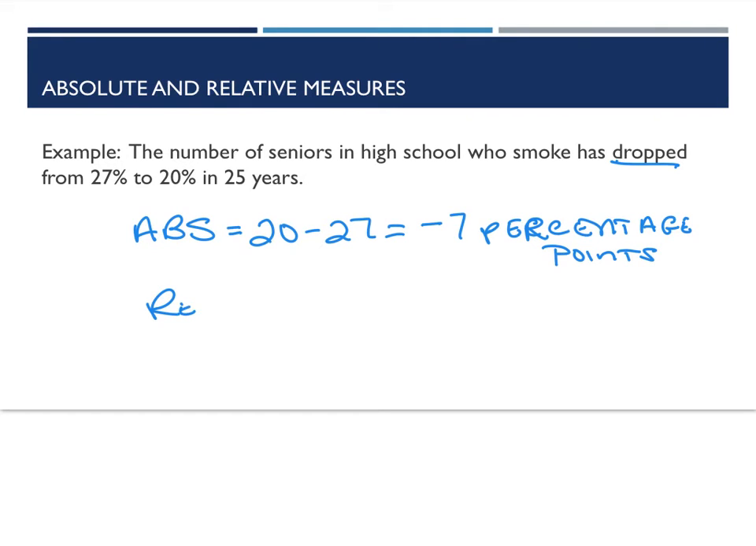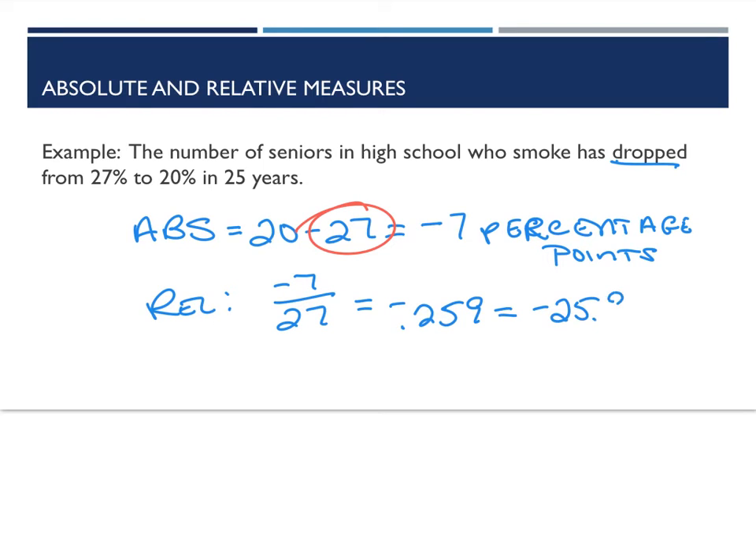To find the relative change, I have my -7. The subtraction implies that 27 is my reference value. And again, that's not going to work out pretty. So I'm going to round it to 3 decimal places. It's -0.259, which gives me a -25.9%.